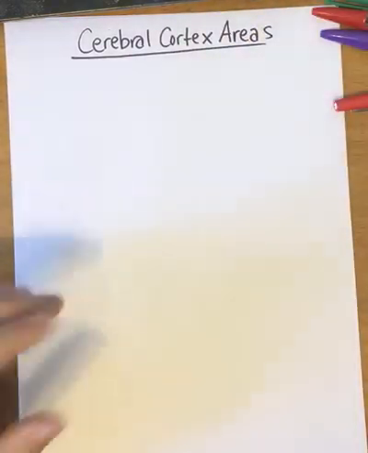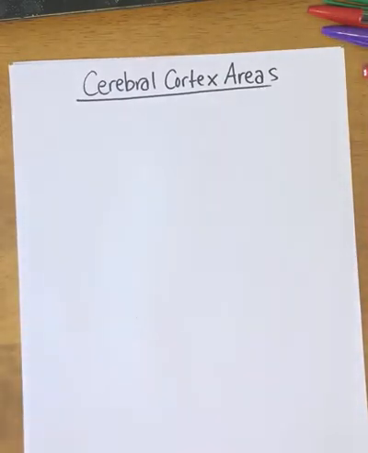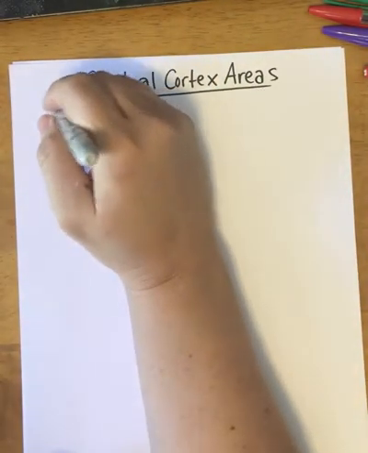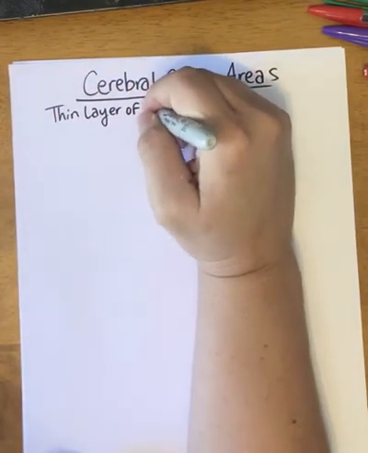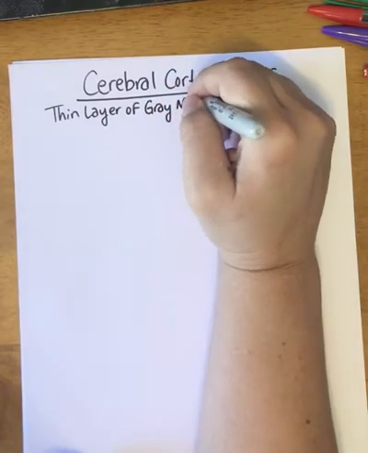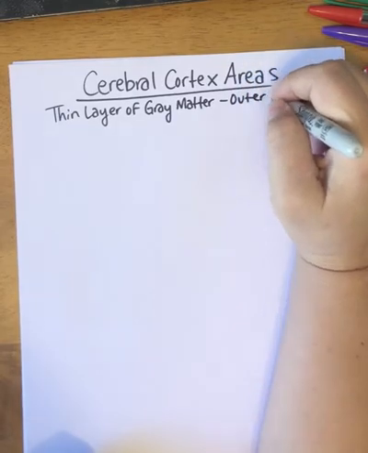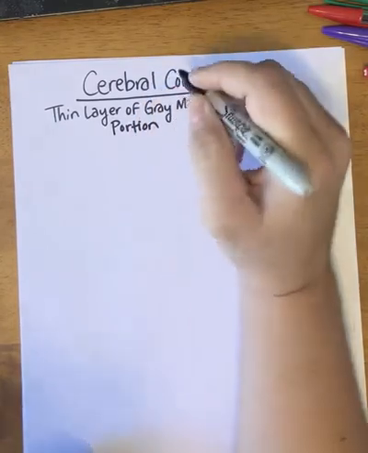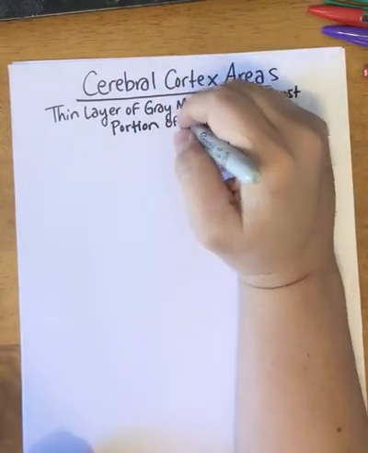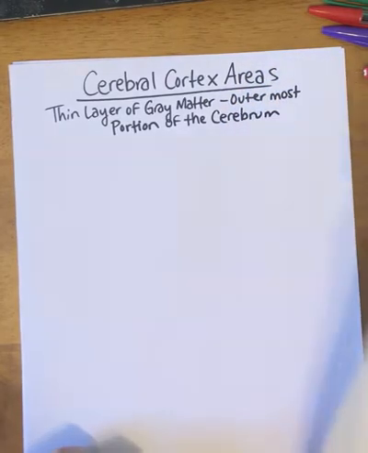So we can write notes on this. We're on the cerebral cortex areas. This is going to be the thin layer of gray matter, which is the outermost portion of the cerebrum. Now, we have many cortex areas that we're going to talk about.